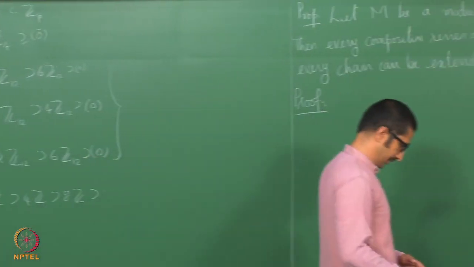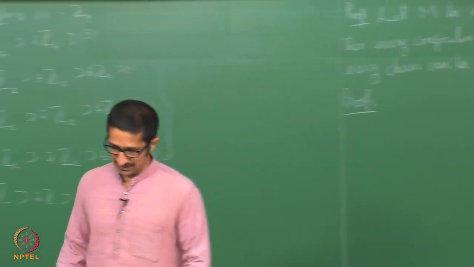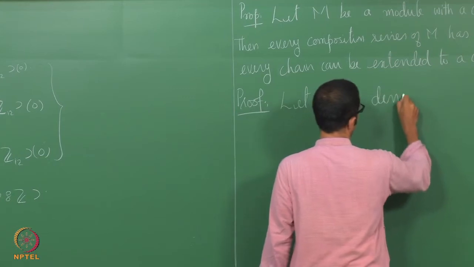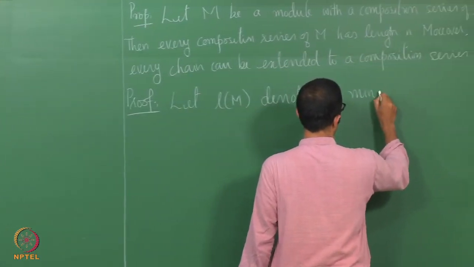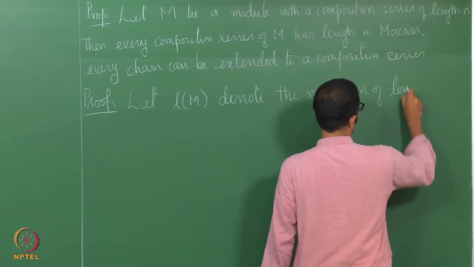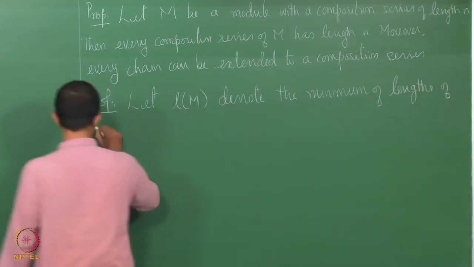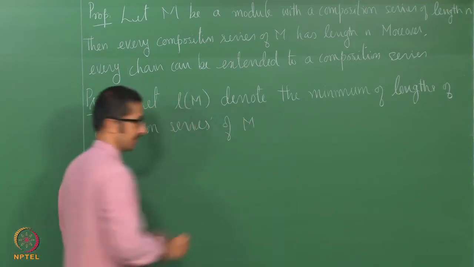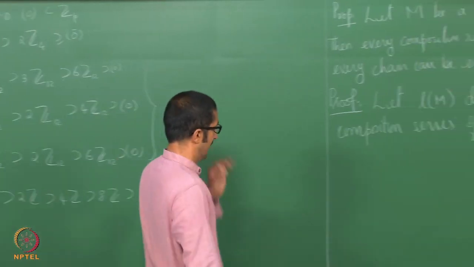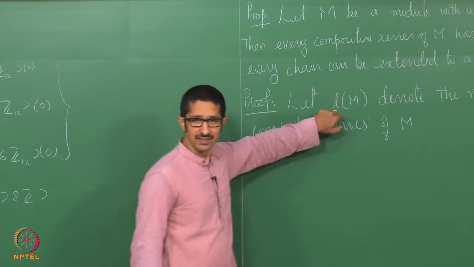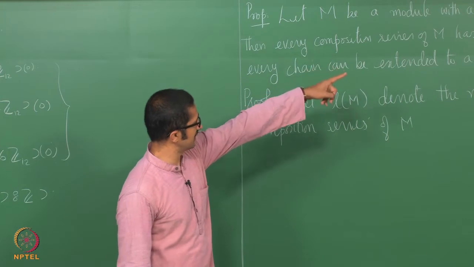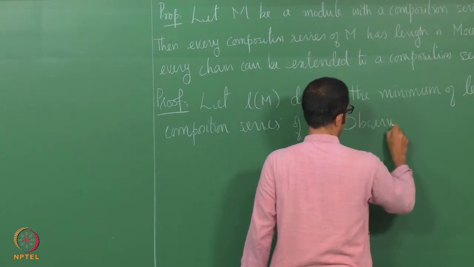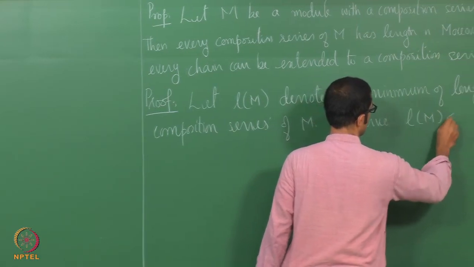So, M can have many composition series. Let L of M denote the minimum of lengths of composition series of M. I want to say that every composition series is of this length. To start with, I know that n is bigger than or equal to this minimum. So, observe that L of M is less than or equal to n.